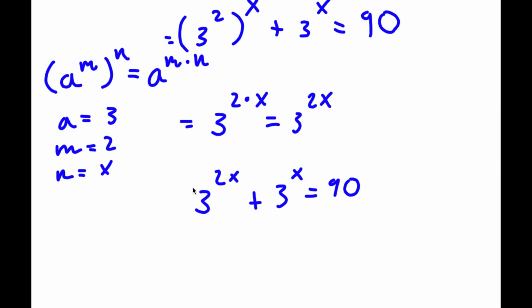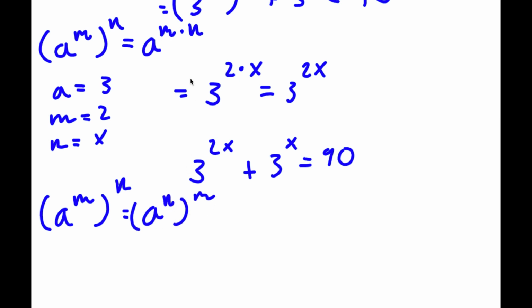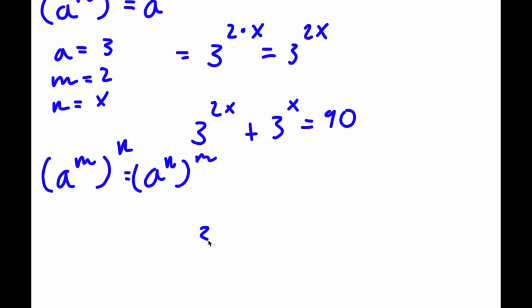And for this problem, I'm actually not going to use 3 to the power of 2x. So we have 3 to the power of 2x. And if I have something in the form a to the power of m to the power of n, this is also equal to a to the power of n to the power of m, because both of them are equal to a to the power of m times n. So I'm going to rewrite this as 3 to the power of x to the power of 2. So then we have plus 3 to the power of x is equal to 90.